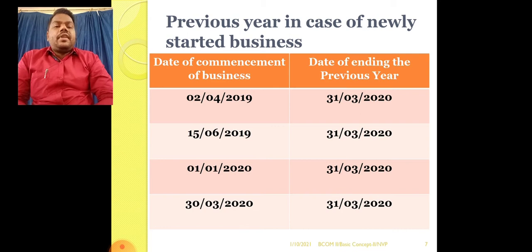If a business starts on 1st January 2020, the previous year for that business will end on 31st March 2020. Suppose a business starts on 30th March 2020, it will be closed on 31st March 2020, meaning that previous year will be there for only 2 days.